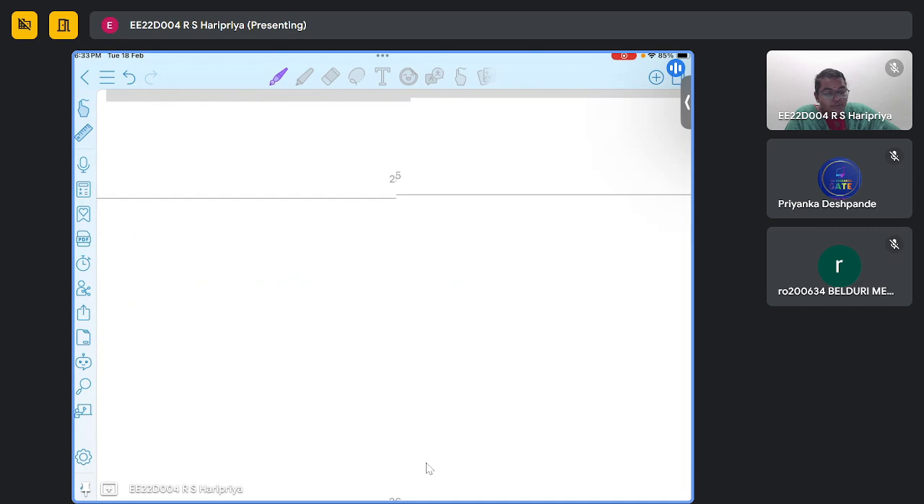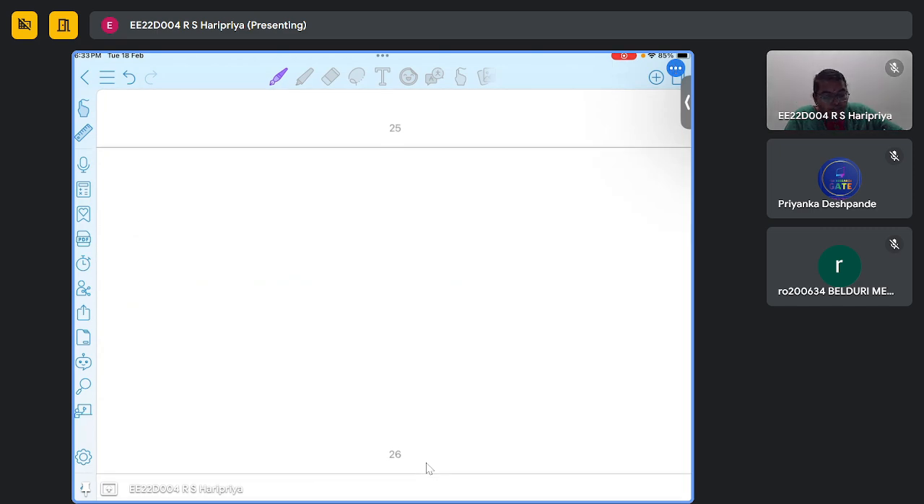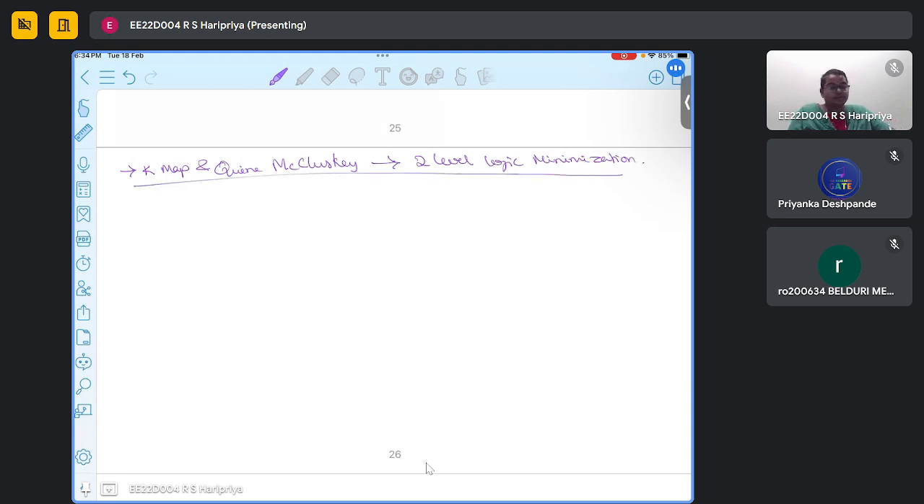Okay, so till now whatever methods we have seen, like the K map or the Quine-McCluskey method, they are for two level logic. Now we will see what is this two level logic minimization and the multi level logic, and the techniques for both. So two level versus multi level logic.